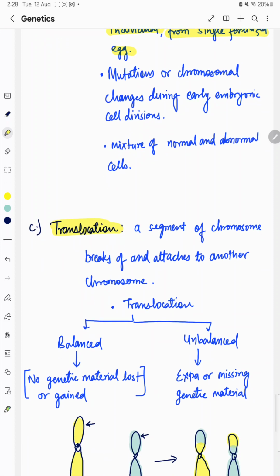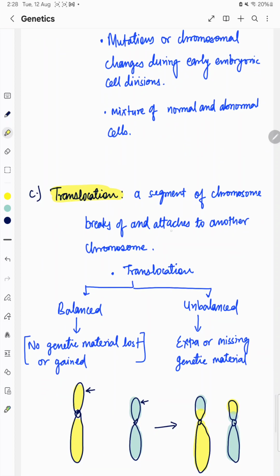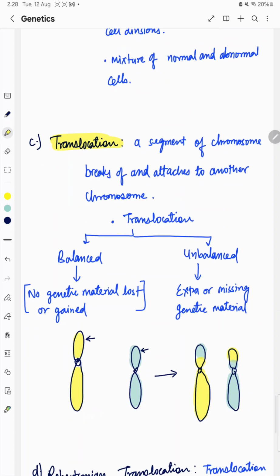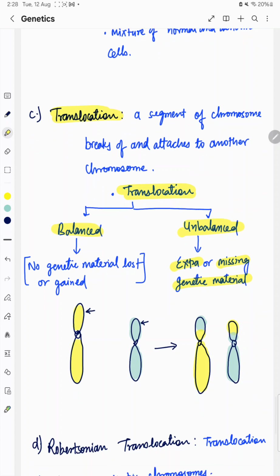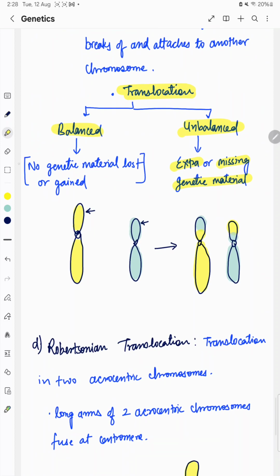Translocation. A segment of a chromosome breaks and attaches to another chromosome. A translocation can be balanced, when there is no genetic material lost or gained, or it can be unbalanced, in which extra or missing genetic material can be seen. So in this case we can see the translocation of these materials to each other.